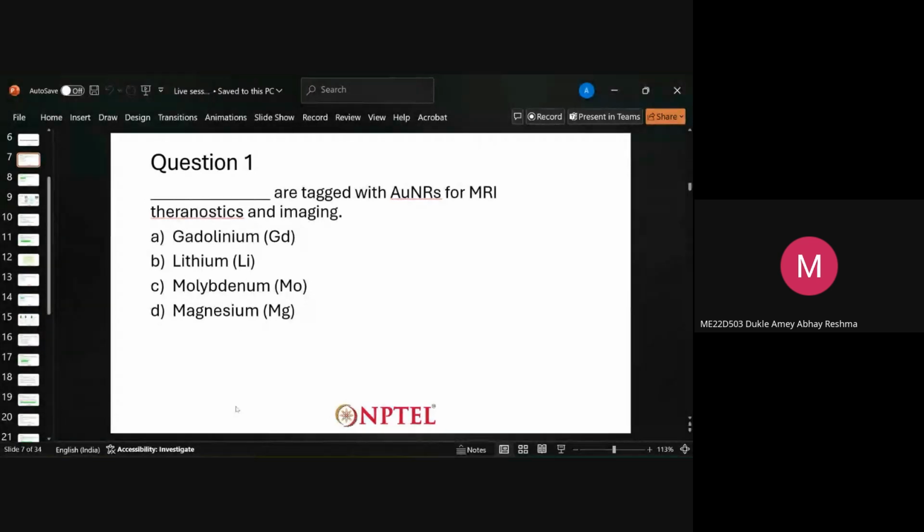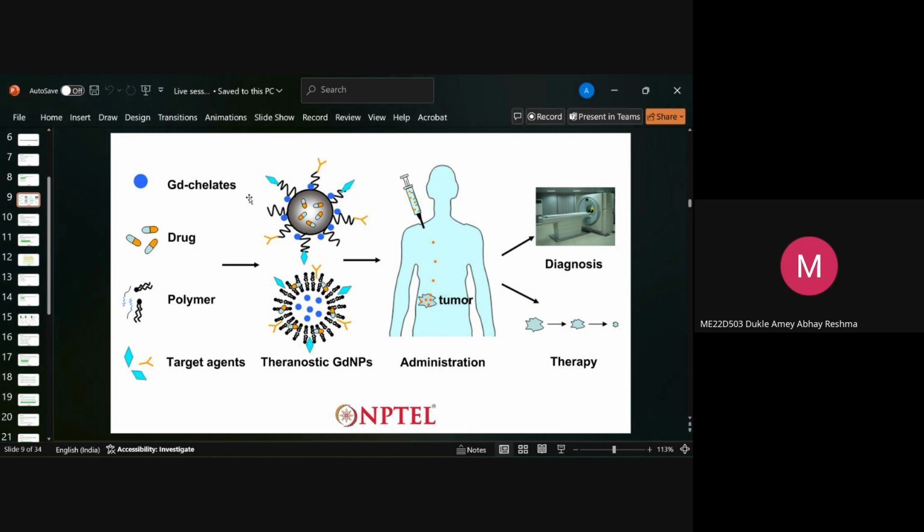Okay. So the first question is: dash is tagged with gold nanorods, that is AuNRs, for MRI, theranostics, and imaging. The options are gadolinium, lithium, molybdenum, magnesium. So the answer is gadolinium. Basically, this is how the entire thing works. You have gadolinium chelates. You coat it with drugs. You coat it with polymers, basically DNA, RNA, whatever you want. Then there is the target agent, that is the antibodies.